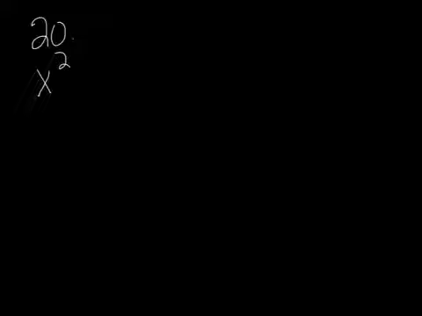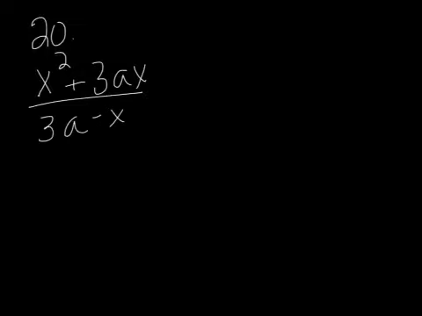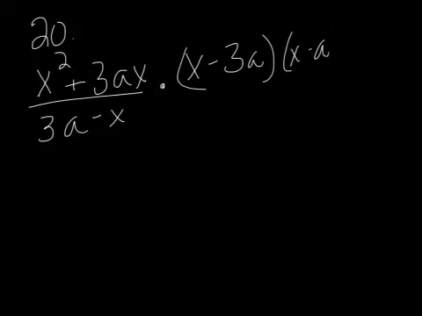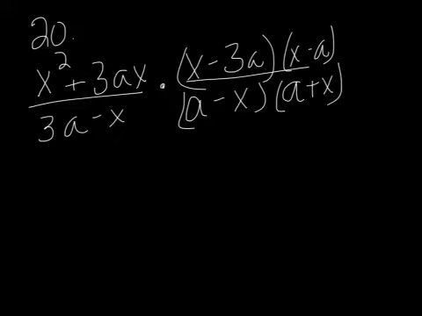It's x squared plus 3ax over 3a minus x times, and I'm going to go ahead and factor it, x minus 3a times x minus a, all over, factoring again, difference of two squares, a minus x, a plus x. It's dividing, so I'm going to go ahead and flip it, x plus a over x plus 3a. Remember, we can cancel up and down diagonally, but never across.